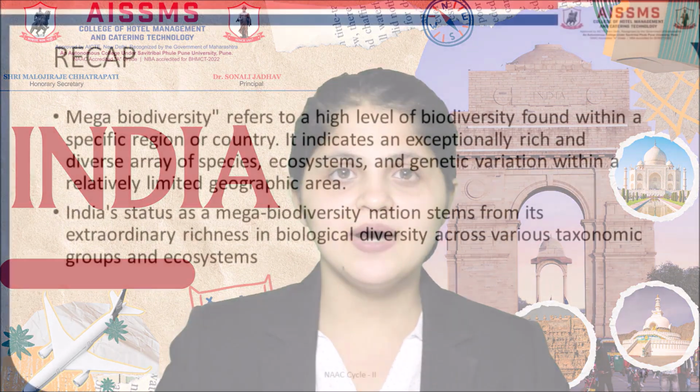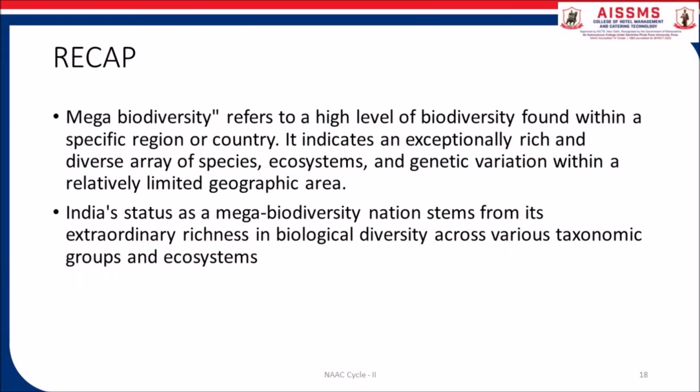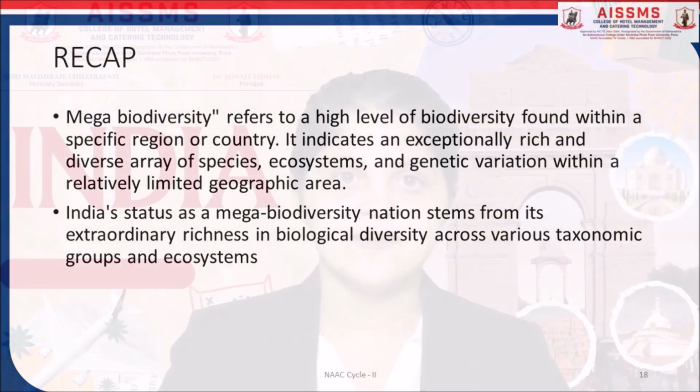Let's have a recap of this session. Mega-biodiversity refers to a high level of biodiversity found within a specific region or country. It indicates an exceptionally rich and diverse array of species, ecosystems, and genetic variations within a relatively limited geographic area. India's status as a mega-biodiversity nation stems from its extraordinary richness in biological diversity across various groups and ecosystems.